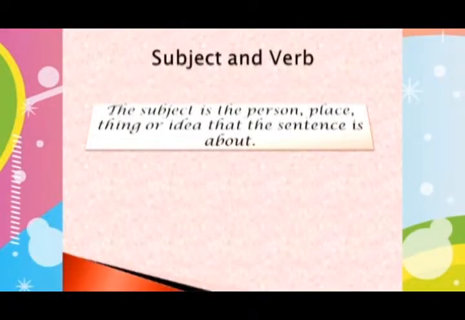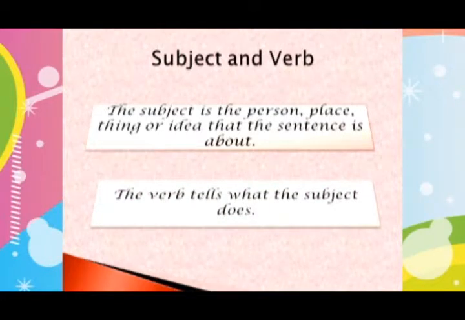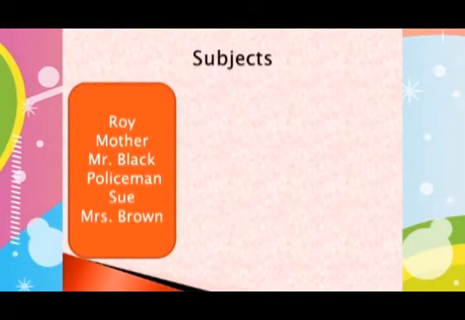First, let us define the words subject and verb. The subject is the person, place, thing, or idea that the sentence is about. The verb tells what the subject does. Here is a list of subjects that you might come across when you are reading your stories. Roy, mother, Mr. Black, policeman, Sue, Mrs. Brown.